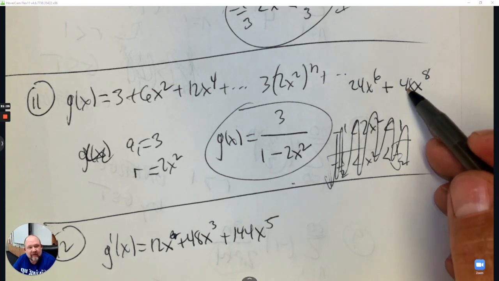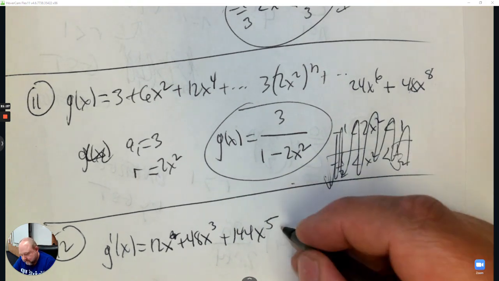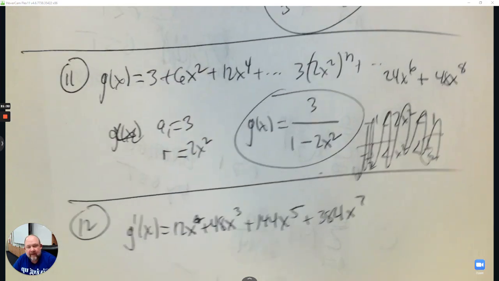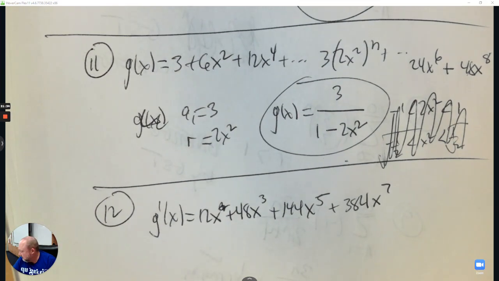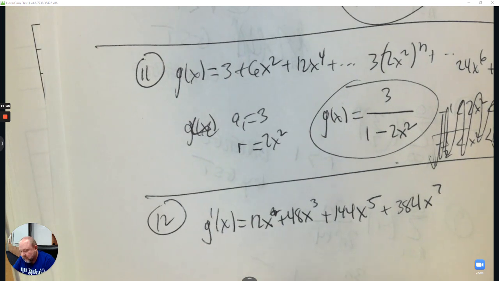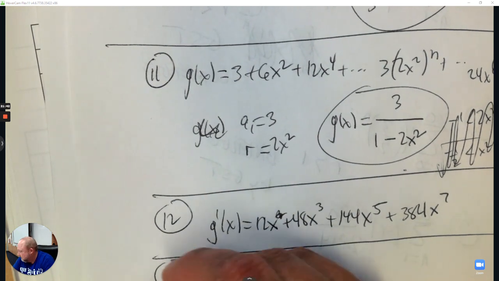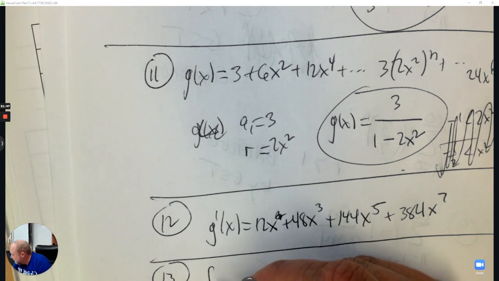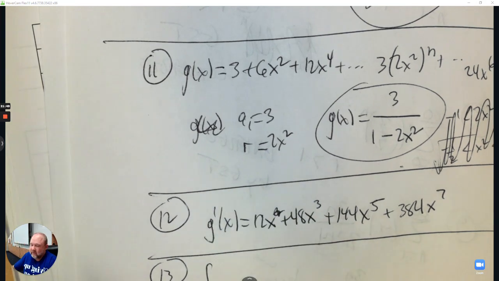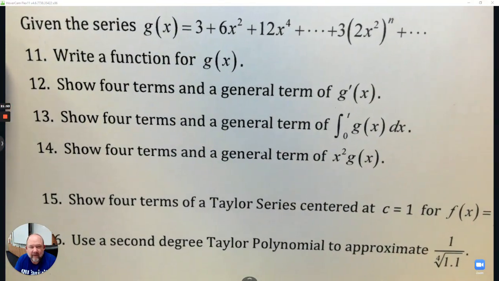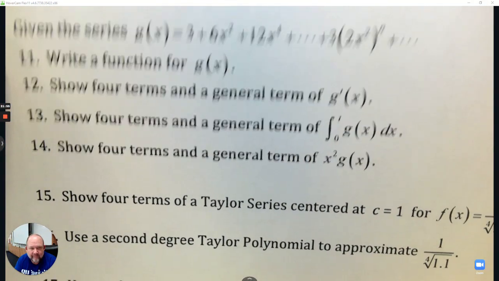And then 8 times 48. And that is the derivative for the first 4 terms. Number 13. Show 4 terms in a general term of integrating this from 0 to, I think that's a t. Let me make sure. I do this to zoom in. It is a t. Look at that. It looks like a 1. T.